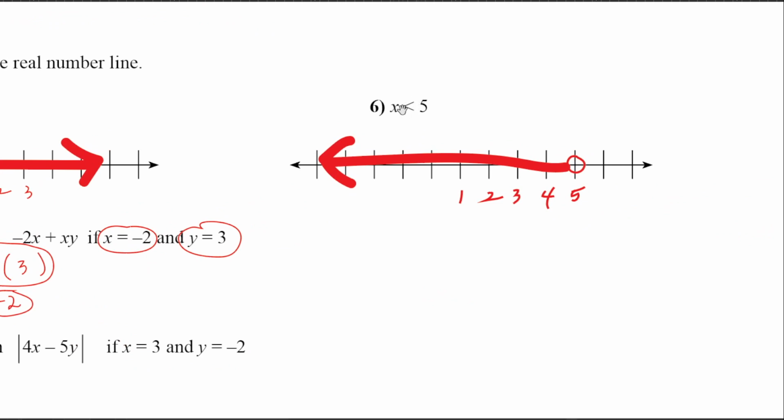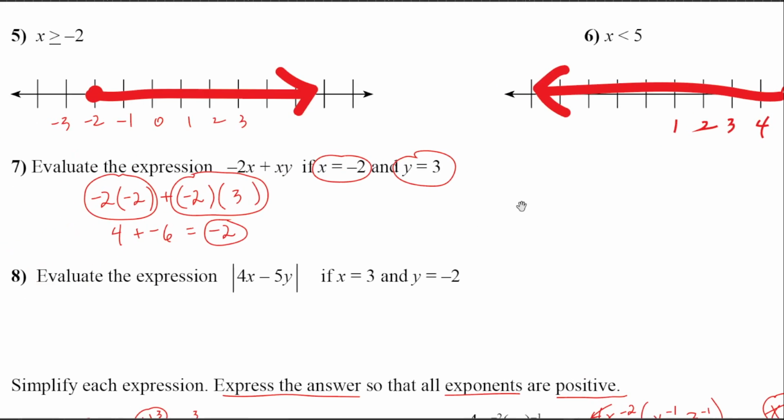This is x is less than 5. So it's not or equal to, so if it just says less than, we put an open circle at 5. It's less than, so less than goes to the left. So put an open circle at 5, everything to the left. That means this inequality right there.